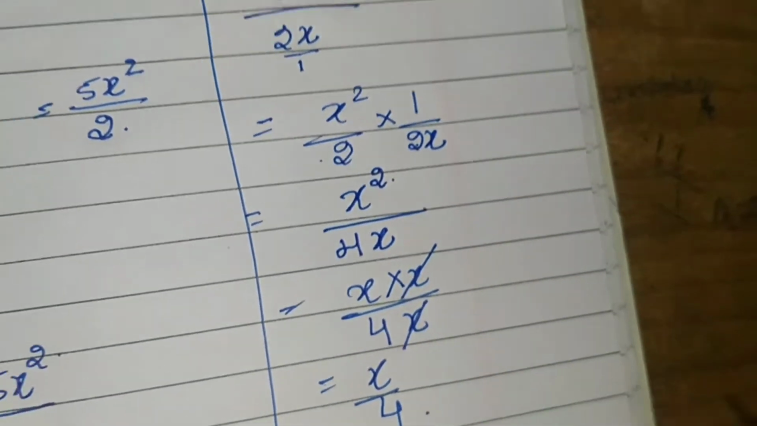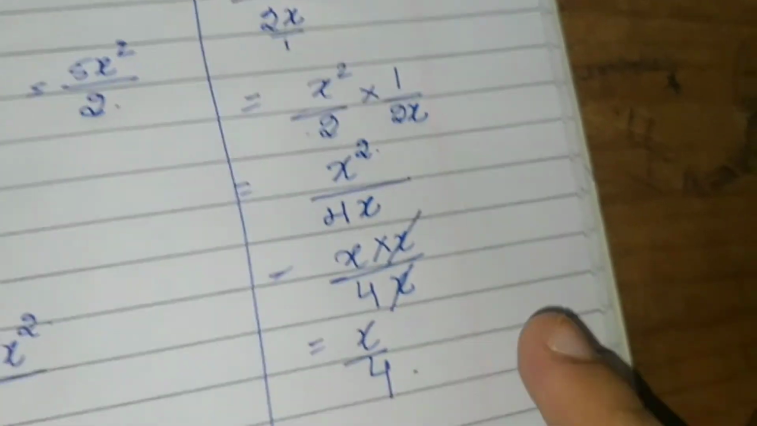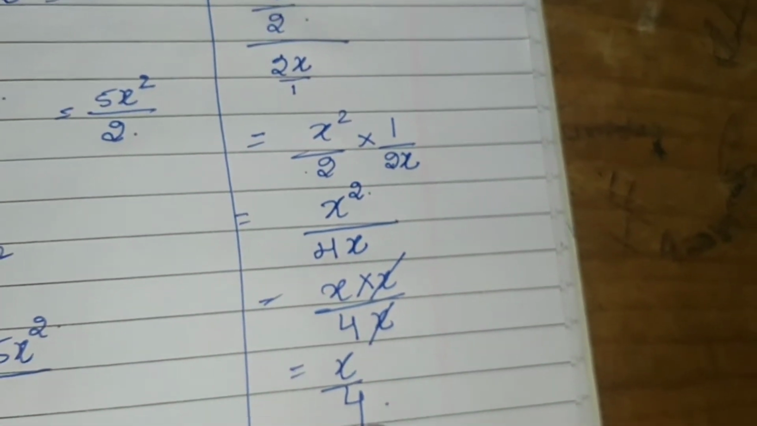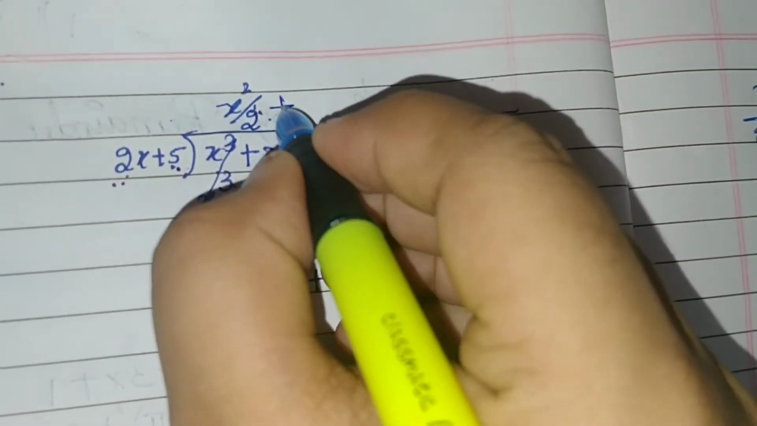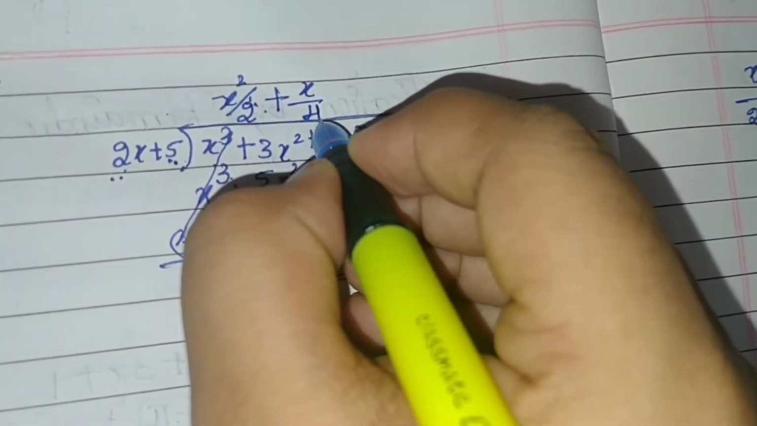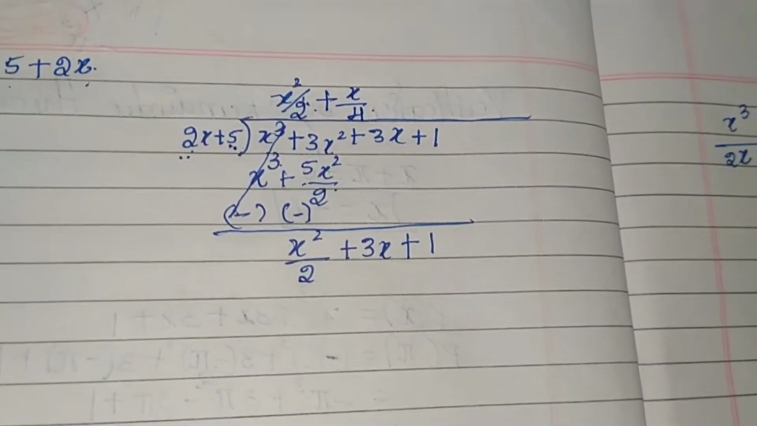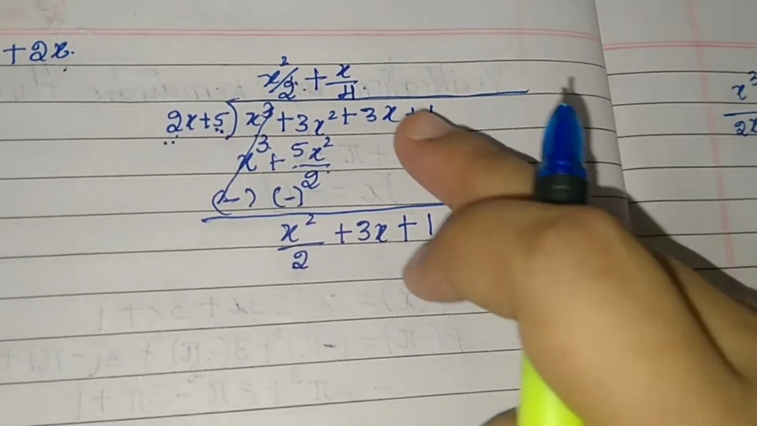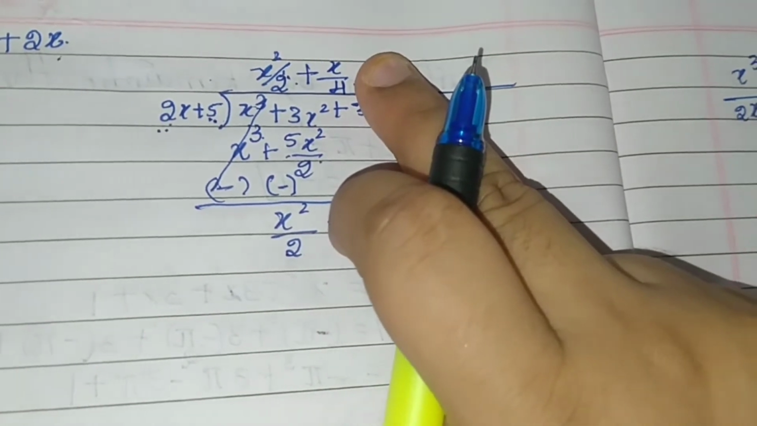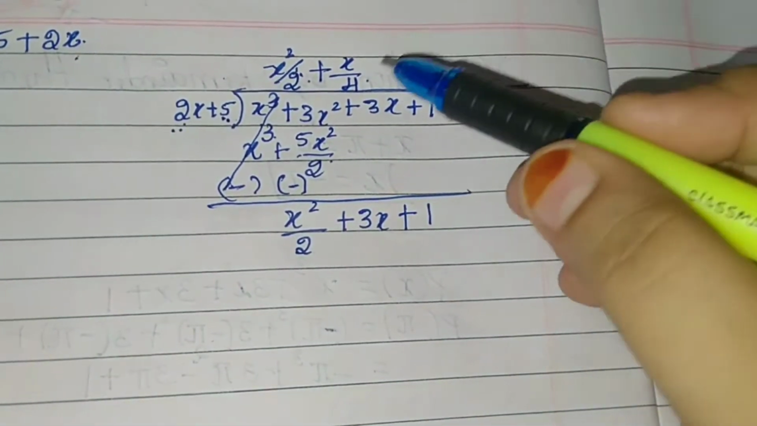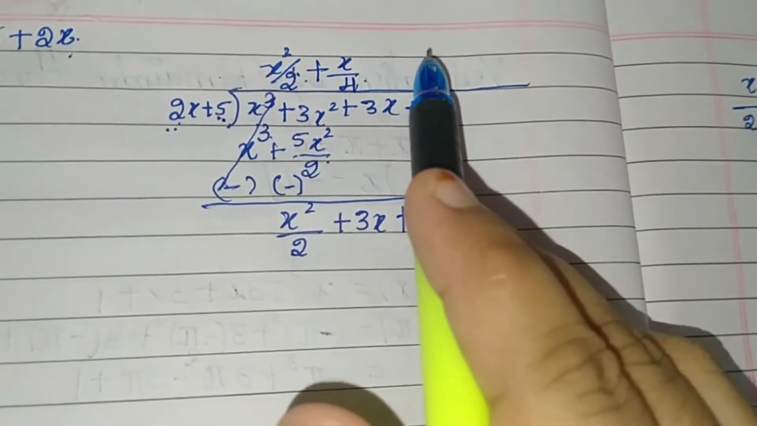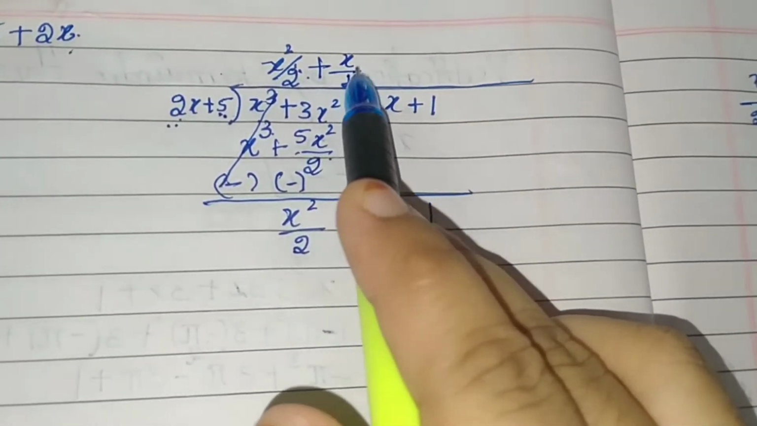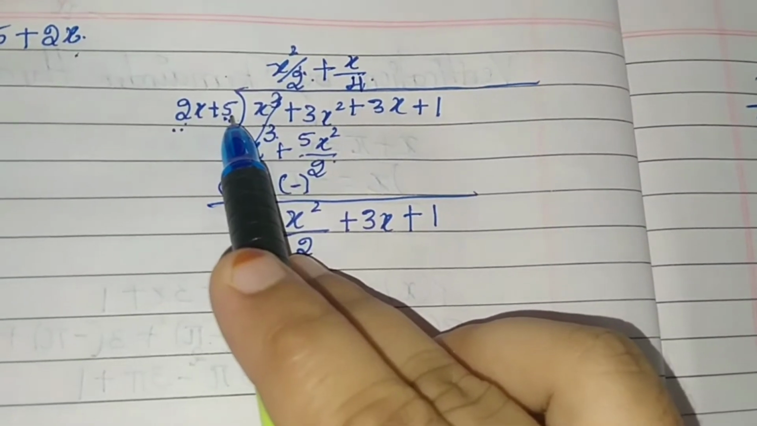x by 4. Okay. So now this x by 4 is your second term of the quotient. Second term of the quotient you have to write over here, x by 4. So after that what you have to do? This x by 4, the second term of the quotient, you have to multiply by the first term of the divisor, and the second term of the quotient again multiplied by the second term of the divisor.